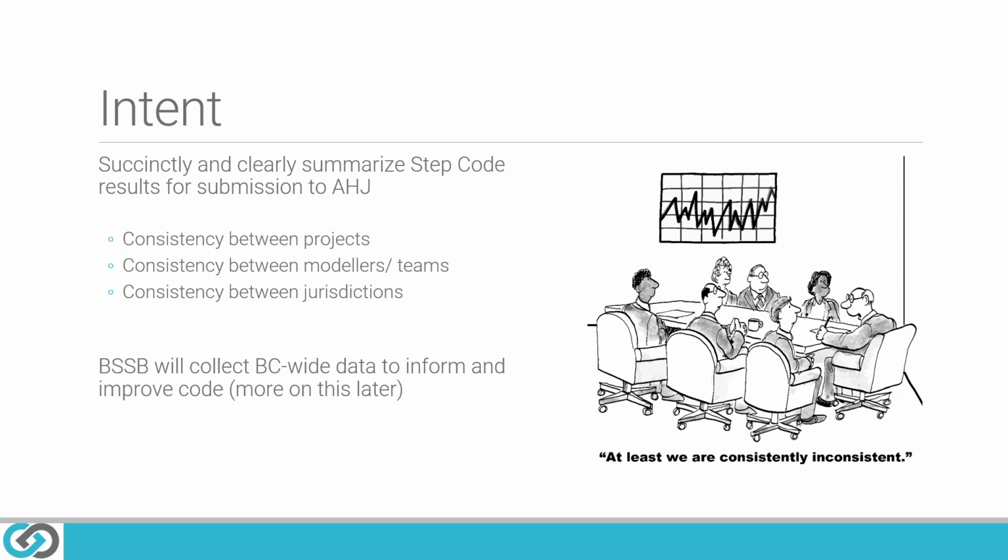So the intent of the report is to succinctly and clearly summarize step code results for submission to an AHJ. So this is supposed to achieve consistency between projects, across modelers and modeling teams, and also between jurisdictions around the province. And there's an added benefit that the Building Safety Standards Branch will be collecting BC-wide data to inform and improve code. And we'll touch more later on how you can send your information to them.